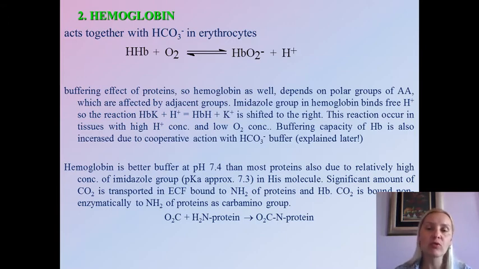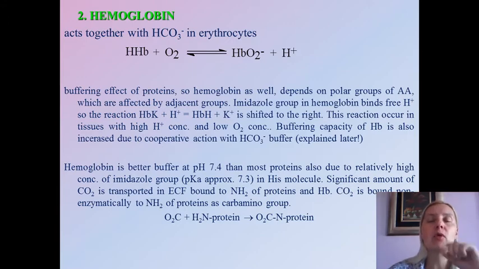So the imidazole group in hemoglobin is actually capable of binding one more hydrogen ion. So the reaction, which is represented here, is shifted towards the right. So this reaction occurs in tissues with high concentration of hydrogen ions and low concentration of oxygen. So the buffering capacity of hemoglobin is also increased because of the cooperation with bicarbonate buffer, and it will be explained a few minutes later.